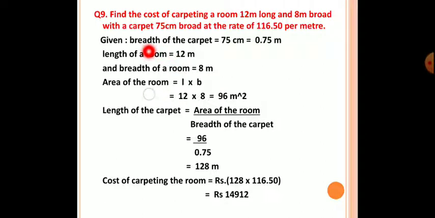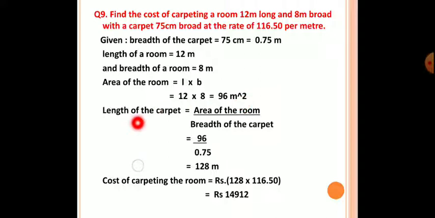So we'll write breadth of the carpet equals 75 centimeter. As we can see that all the other figures are in meter, we are converting the centimeter into meter. So 0.75 meter. Length of the room is 12 meter. Breadth of the room is 8 meter. So area of the room is equal to length into breadth. So 12 into 8 is equal to 96 meters square.